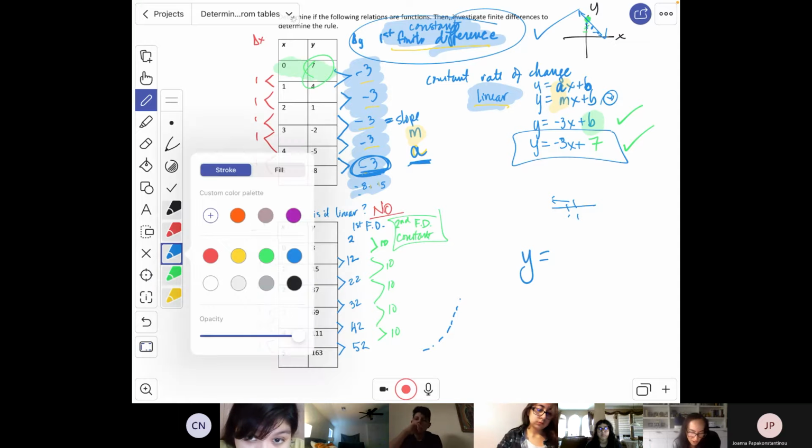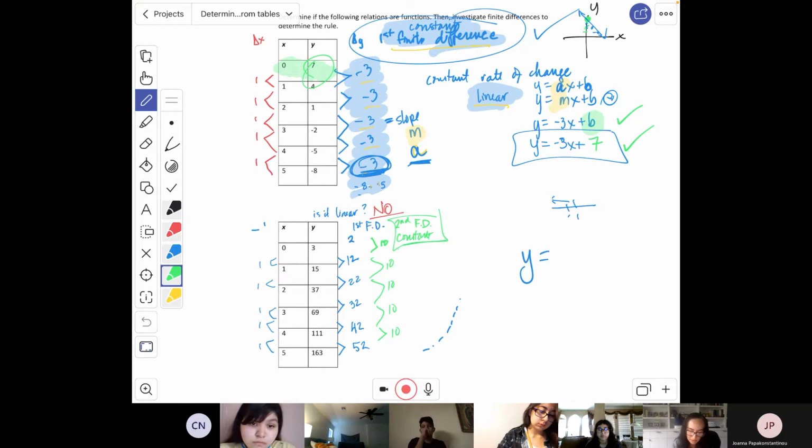The type of function, if you have a constant finite difference for the second finite difference, so a second finite difference that is constant, that means it is quadratic. Eric, that's part, right? That's the up part. We're just not seeing the other part. So again, let me reiterate this. If you have a second finite difference that is constant, it is quadratic.